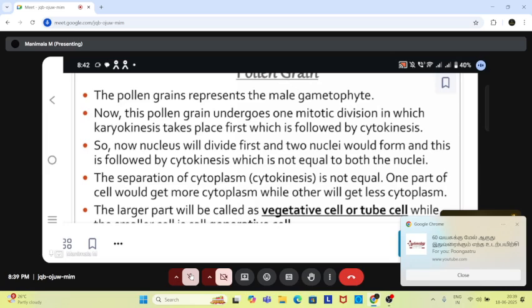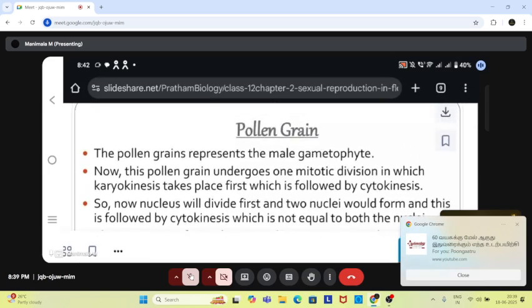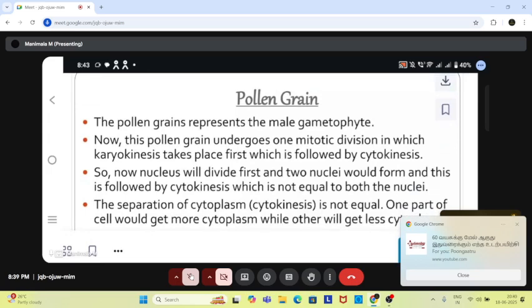It is generally unicellular. Make a note of it. Pollen grains are generally unicellular in nature, and they are haploid. The zygote is the diploid condition, and the pollen grain is haploid. 2N is diploid, N is haploid. Only one gamete is present. And it is an oval or rounded structure. How does it look? Oval or rounded structure.